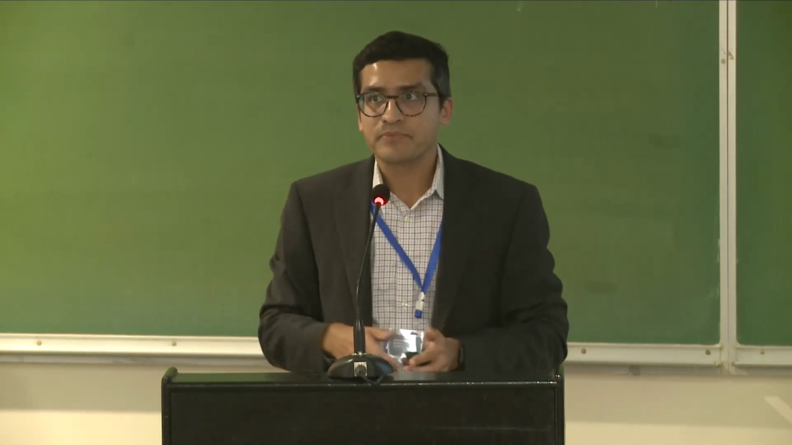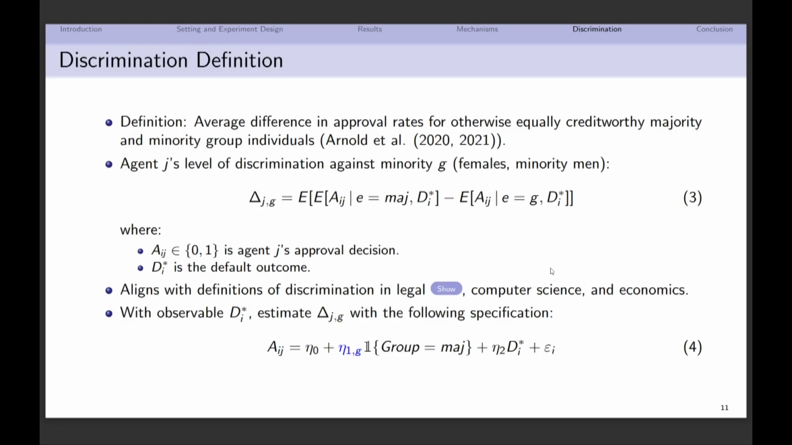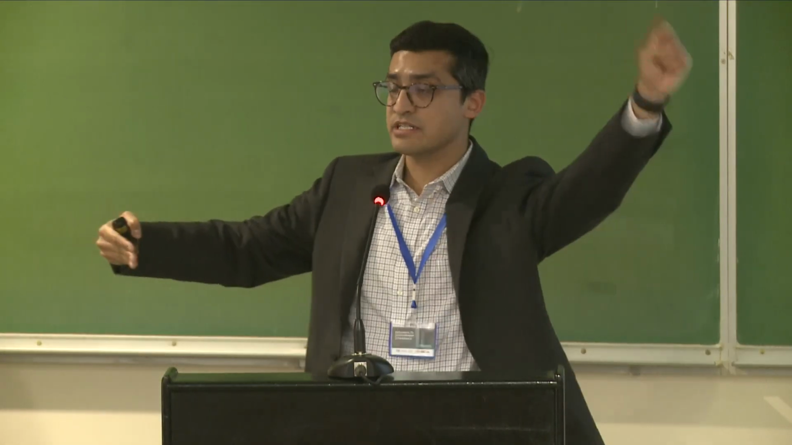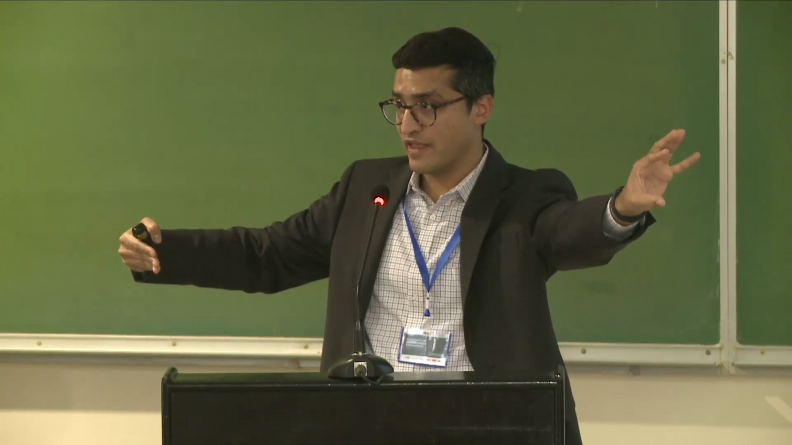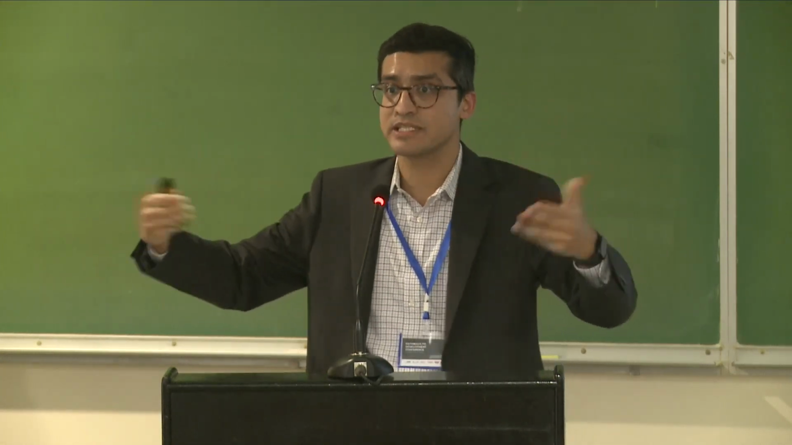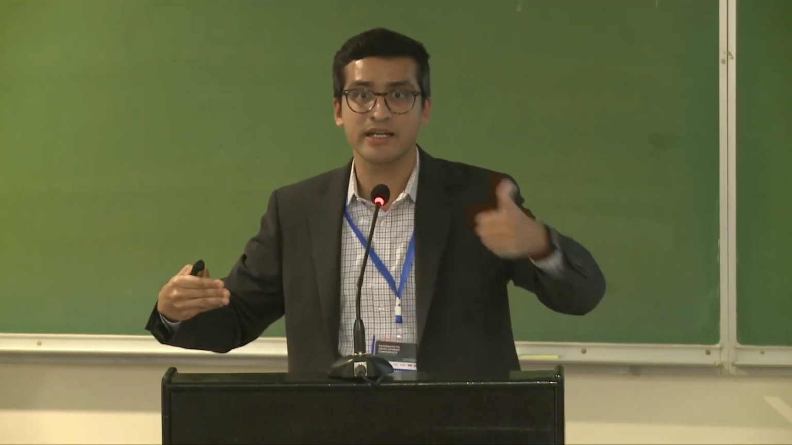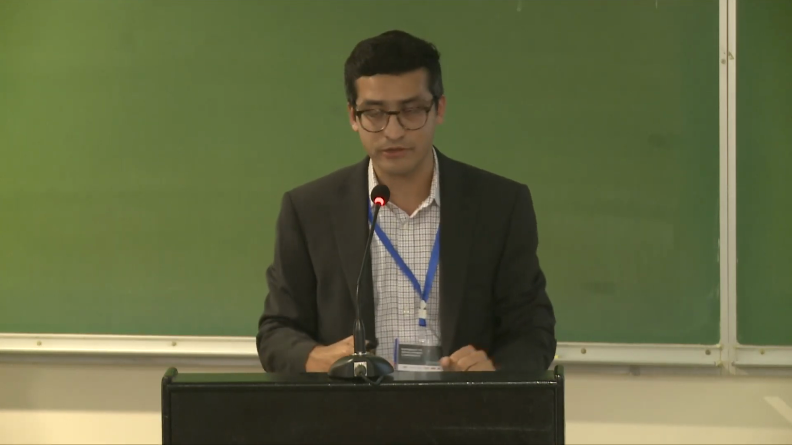Okay, in the remaining time, I want to talk about discrimination. So I'll abstract from the math, but the definition of discrimination that I use is the difference in approval rates on average for otherwise equally creditworthy majority and minority group individuals. So if I am just as likely to default and I'm in the minority group as someone in the majority group, and there are differences in the approval decision, then that is discrimination, which aligns with definitions of discrimination in the machine learning, economics, legal literature, what have you.